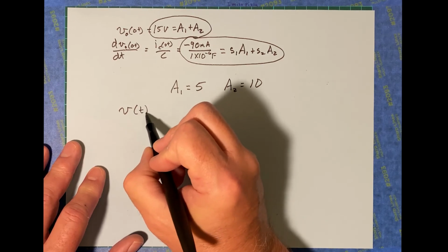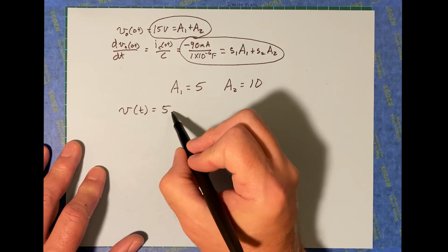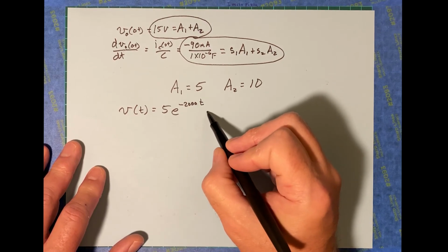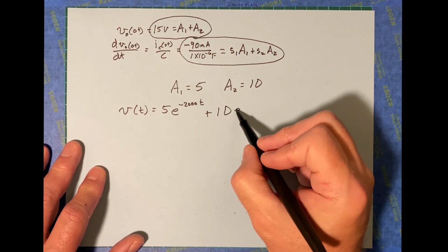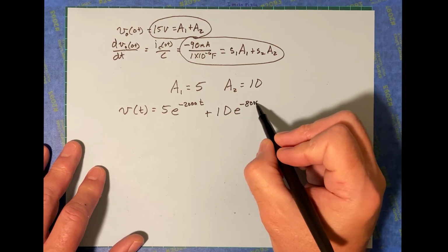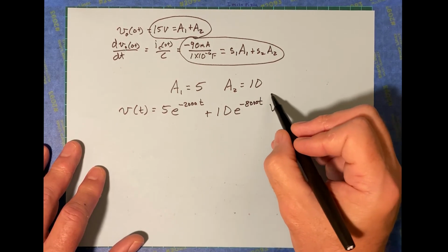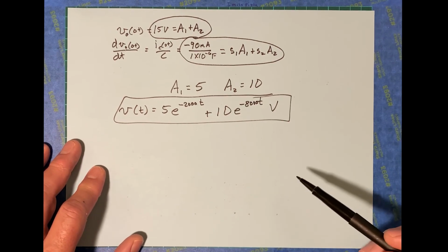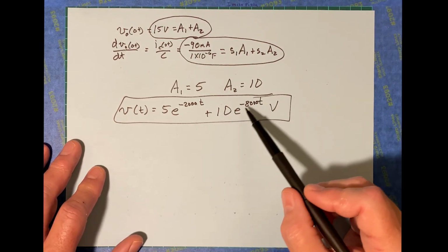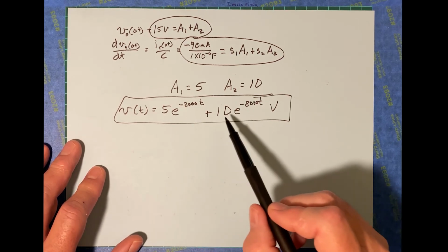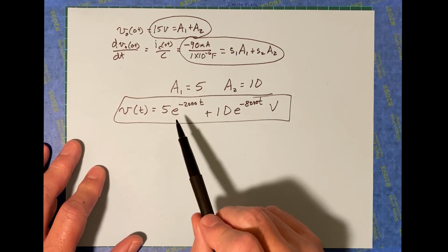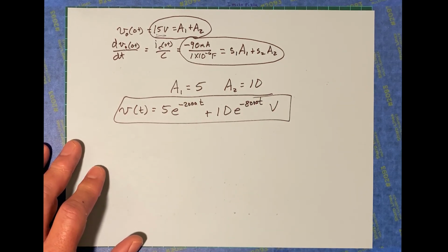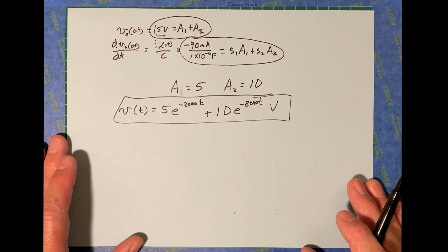So V of t is going to be 5e to the negative 2000t plus 10e to the negative 8000t volts. Now at t equals 0, the exponentials are going to go to 1, so that's going to be 15 volts. Is that what we got? Yeah, that's what we got. Okay, so we solved that problem.